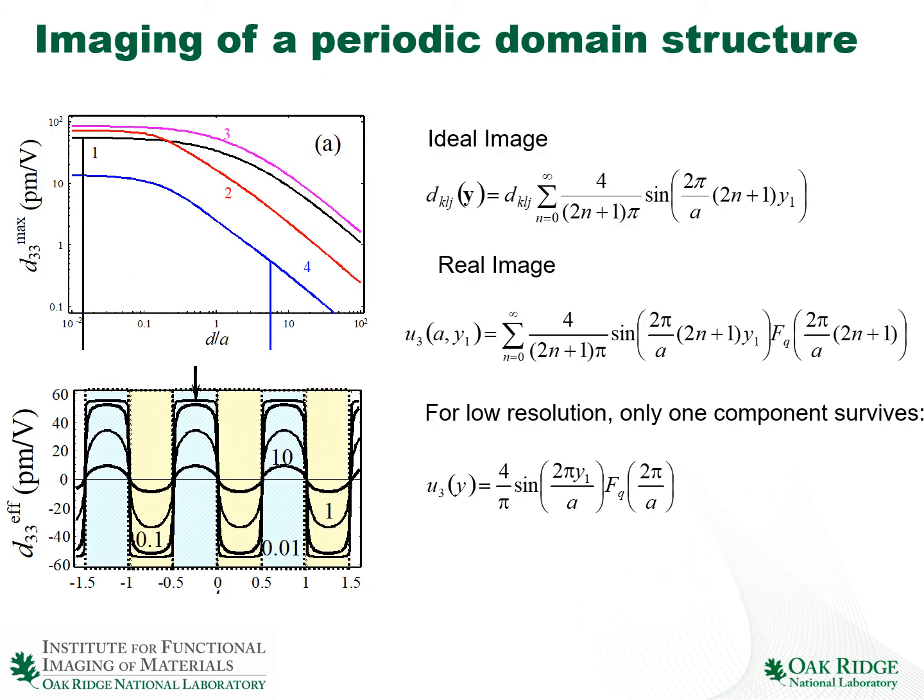We of course can extend the same approach towards imaging the periodic structures. For example, if our domain structure is the grating of domains up and down, this is our ideal image. This is just Fourier expansion for this type of periodic function. We can get the expansion for the real image, and we can show that for low resolution only the first Fourier component survives, and this is how its intensity is going to depend on the relative domain size versus the tip size.